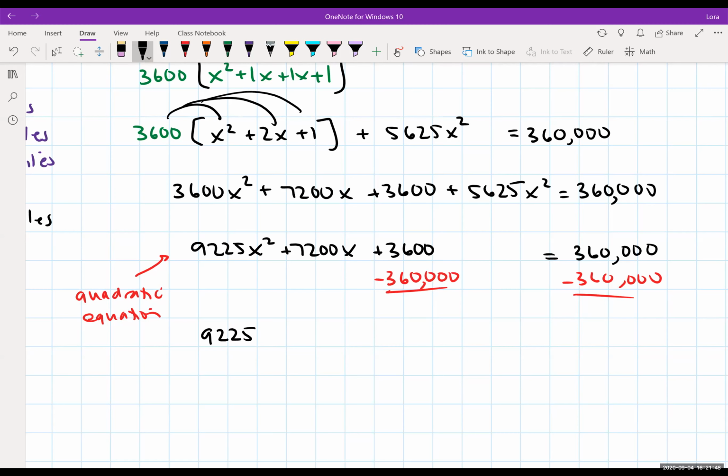9,225x squared plus 7,200x. Now I have to be careful with all the zeros. 3,600 minus 360,000. So that's going to give me a negative 356,400. Now equals 0. So how you want to approach it at this point, I mean, the numbers are really huge, and that's realistic of a real life type of problem. You could definitely pull out the quadratic formula if you were interested. And sometimes that might be less frustrating than finding an appropriate window.